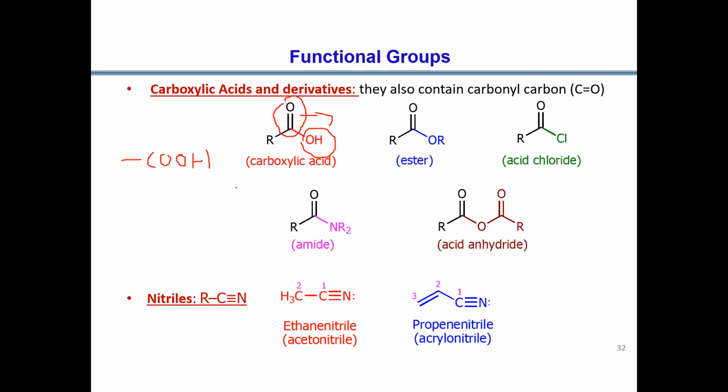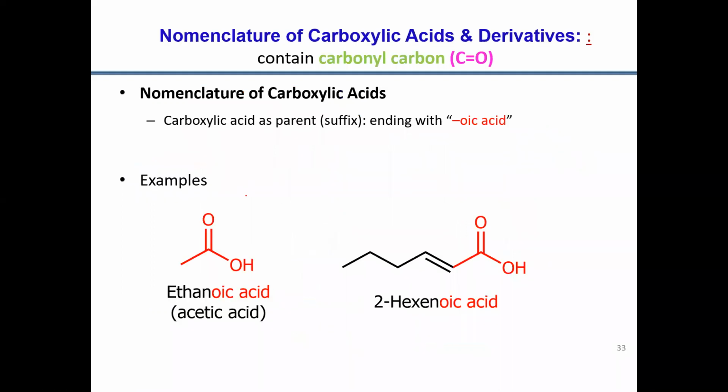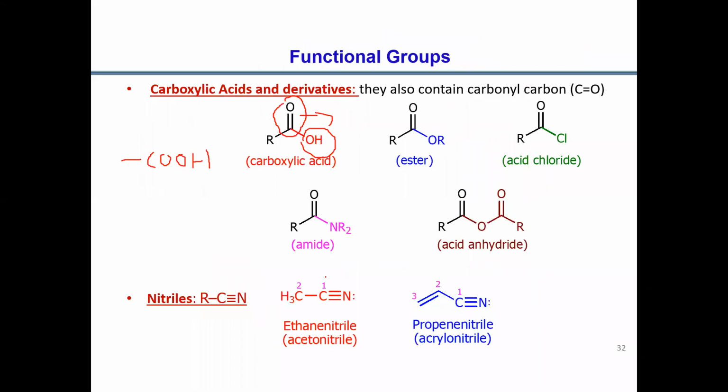Moving on further, the nomenclature of the carboxylic acids. How are we going to name them? We are going to replace the e with oic acid. So this will become ethanoic acid. This will become 2-hexenoic acid. As you can see, the common name is acetic acid here. And this is your 2-hexenoic acid. Why hexenoic acid? Because we also have a double bond over here. That is how you're going to name them.